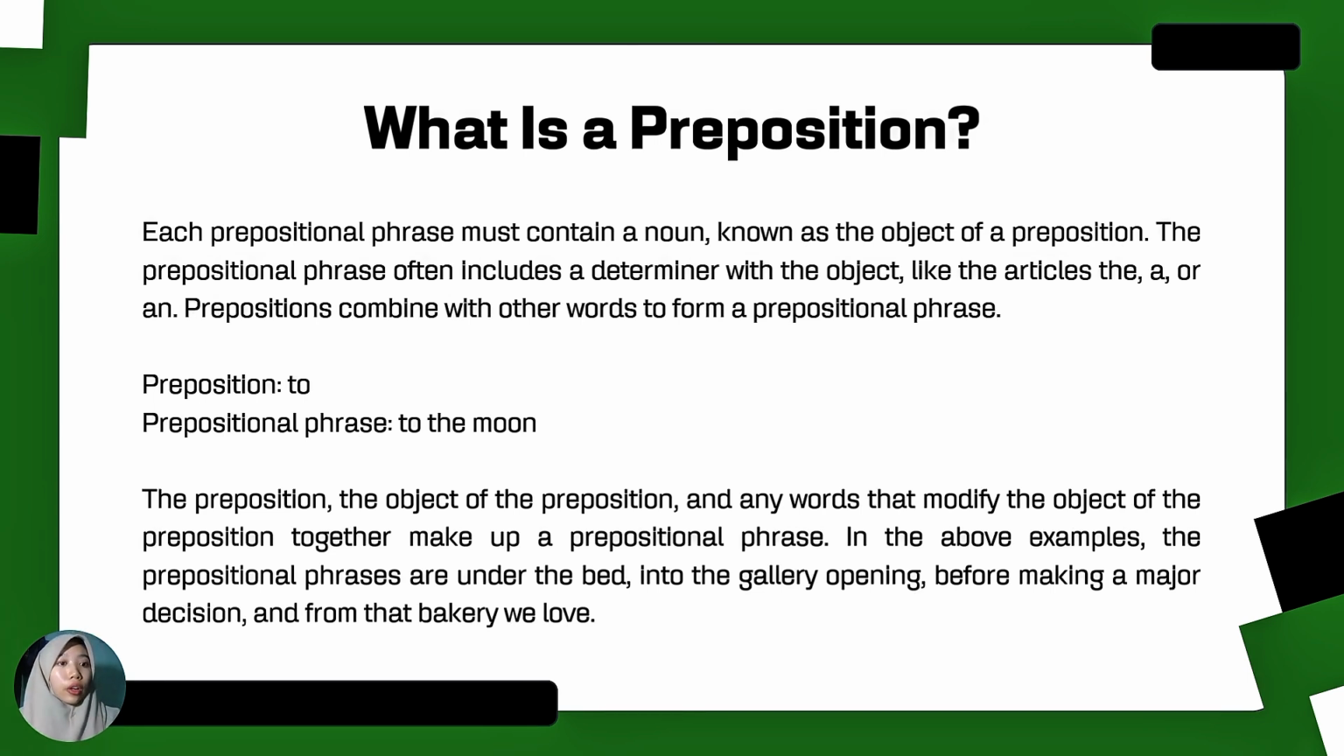Okay. Each prepositional phrase must contain a noun, known as the object of the preposition. The prepositional phrase often includes a determiner with the object, like the articles "the," "a," or "an." Prepositions combine with other words to form a prepositional phrase. For example, the preposition is "to," and the prepositional phrase is "to the moon."